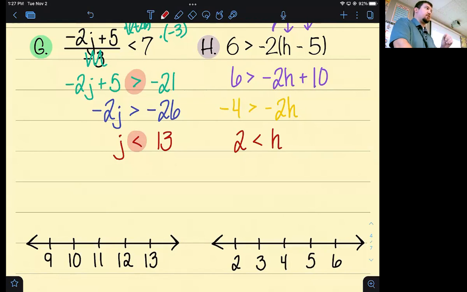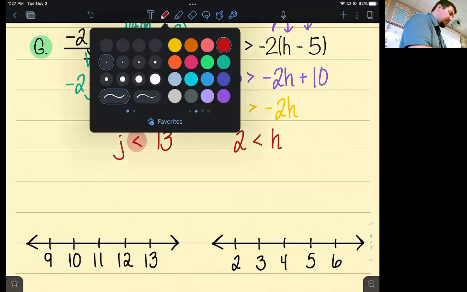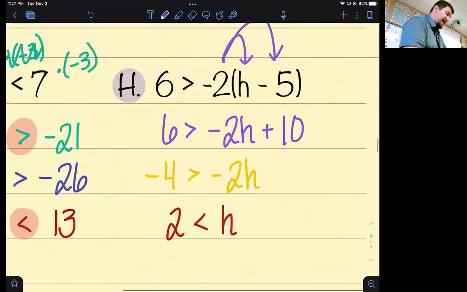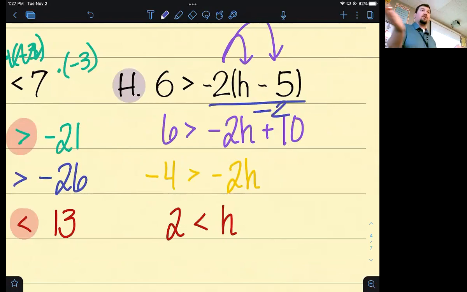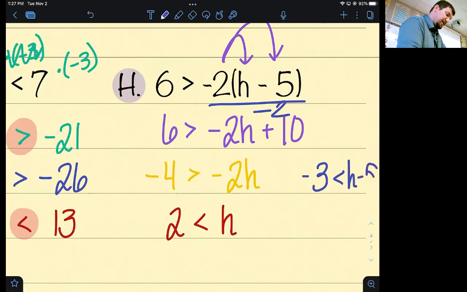Unless you took the shortcut that we talked about last chapter. Do you remember what the shortcut is? Deegan, what's the shortcut? You divide by -2 on both sides. Yes, you could have divided by -2 on both sides, which by the way, you would have to flip the sign there, wouldn't you? You just did it to both sides. That would give you -3 is now less than h minus 5, and then you would add 5 to get 2. You get the same answer. So you could do it in less steps.